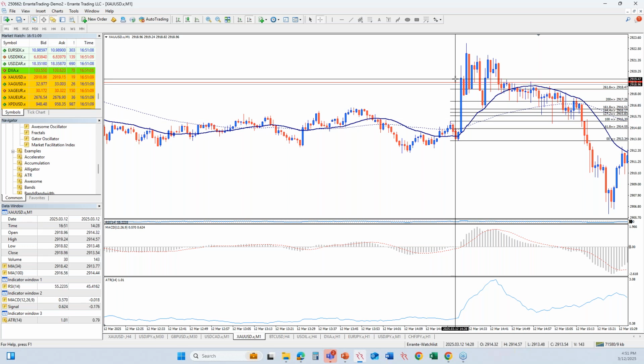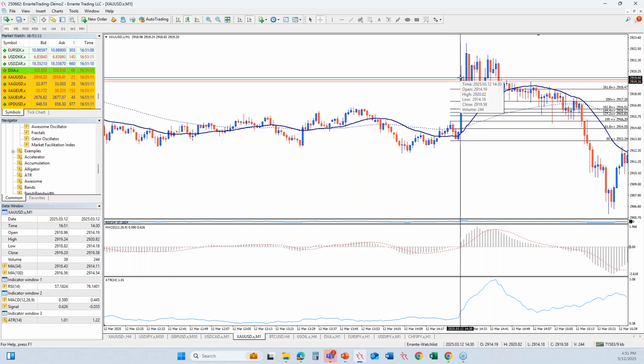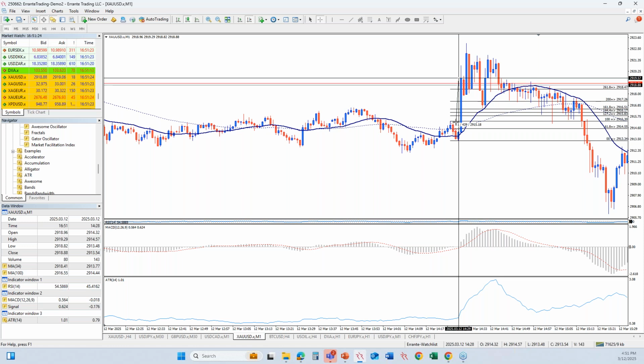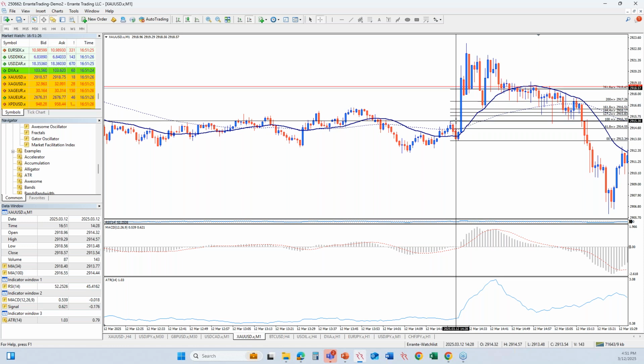And you see how the very next candle just closed at this level. It's about $4.23, about 5 times the current ATR in the market. So you see, this is how it works.